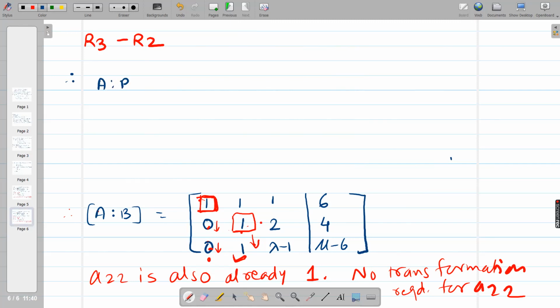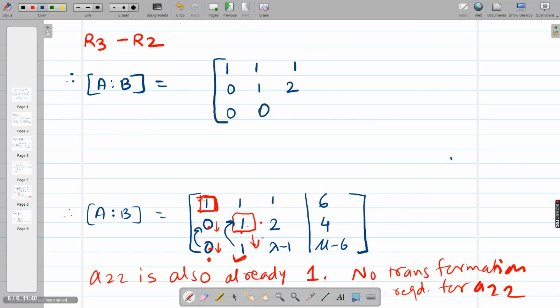Therefore my matrix becomes, the first row remains same, the second row remains same, and the third row changes to 0 minus 0, then 1 minus 1, that is 0, which I want, and lambda minus 1 minus 2, which is lambda minus 3. The same changes I am supposed to carry out on the RHS, that is in the matrix B. So the operation is R3 changes to R3 minus R2. Mu minus 6 minus 4. So mu minus 10. This is what I am getting.